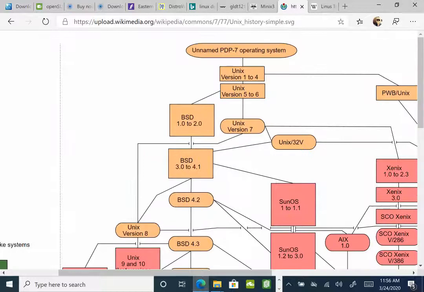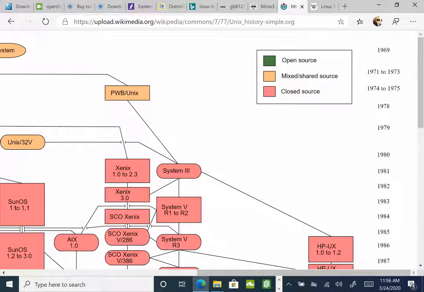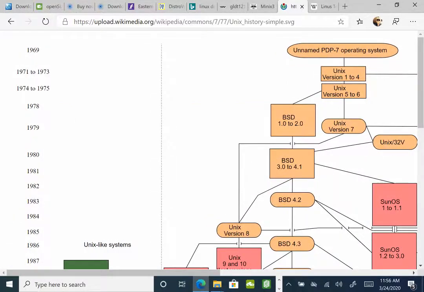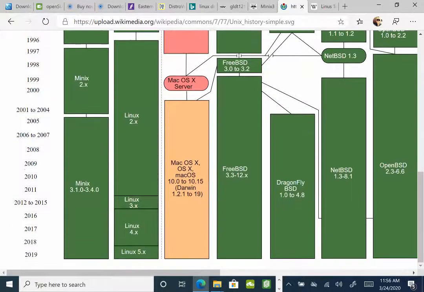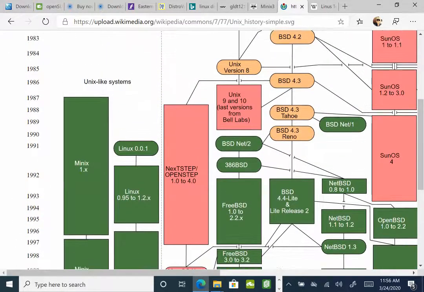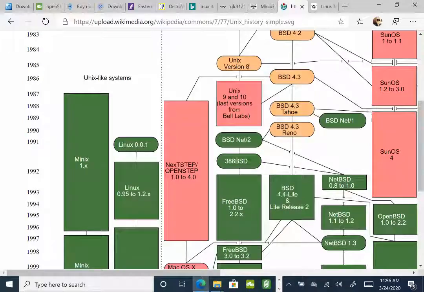And that's still, as you can see, an orange yellowish here. And that means that it's mixed. It's shared, meaning that it actually allows people to contribute to certain portions of it. And then way over here is something called Minix. And you can see that Minix is among the Unix-like systems. And here's Linux.